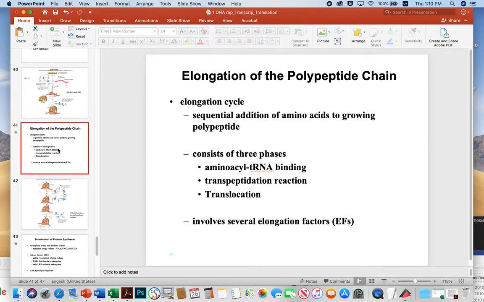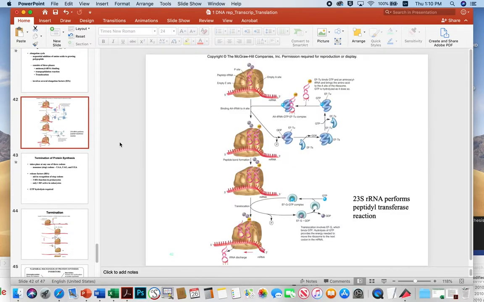So again, the elongation cycle consists of three specific phases: the aminoacyl tRNA binding, the transpeptidation reaction, and translocation. And that's all highlighted here. So here's our complex. The empty A site is illustrated, the P site is illustrated, and the E site is illustrated. Over here, you've got a cycling reaction with elongation factor Tu and elongation factor Ts that facilitate addition of amino acids to the growing chain and work towards facilitating the transpeptidation reaction with elongation factor G and GTP.